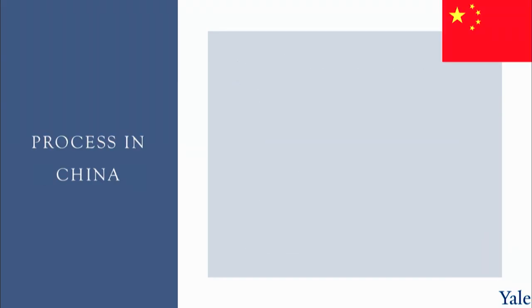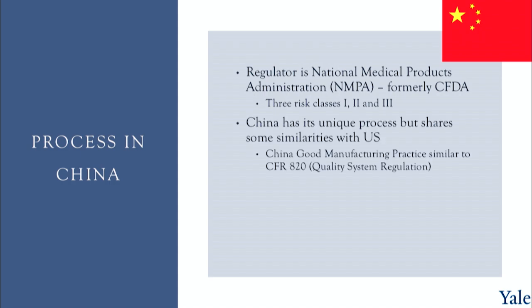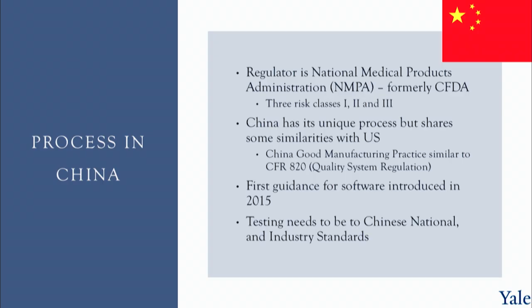To round up this discussion, let's take a look at the other major markets, and we'll talk about China. The regulator in China is called the National Medical Products Administration, the NMPA. This was formerly called the CFDA, the Chinese FDA, so you can see the connections here. It still uses 3 risk classes, class 1, class 2, and class 3. China has its own unique process, but it shows a lot of similarities with the United States. It has its own good manufacturing practice and is similar to the quality system regulation in CFR 820. The first guidance on software was issued in 2015, and here are some of the differences. The testing needs to be done to Chinese national or industry standards, so there are some differences as you work in the Chinese system.